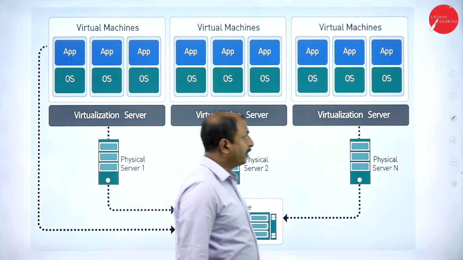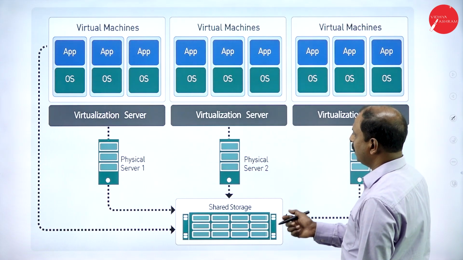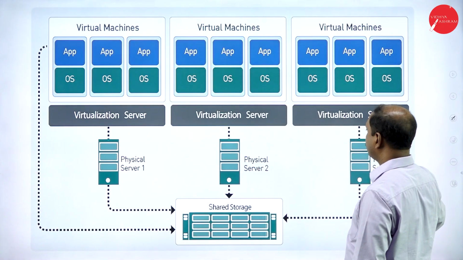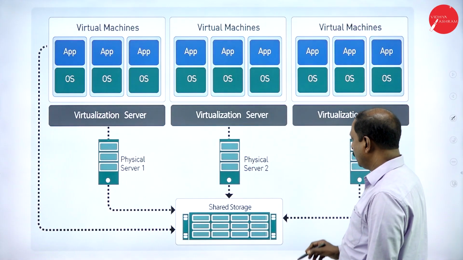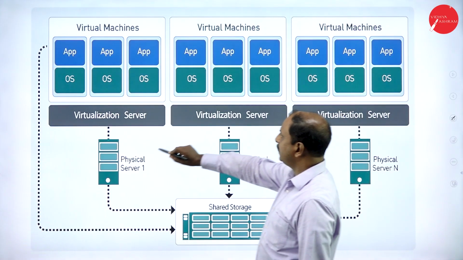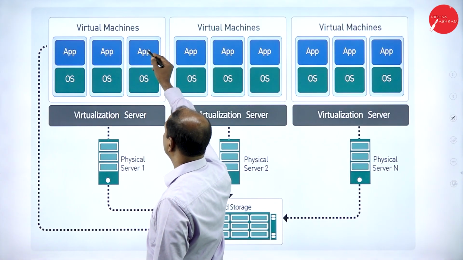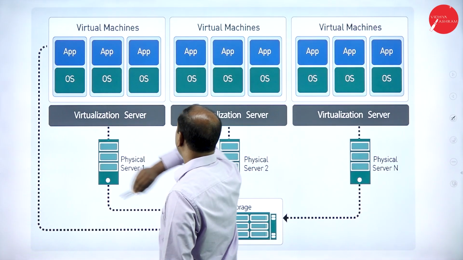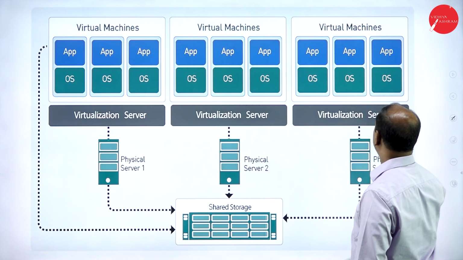Now let us see the diagram so we can understand what server virtualization is. Here, this is one physical server, another server, and there is another server N. These are the physical servers in an organization. These are shared storage devices, and this one physical server is virtualized, so this system will have a virtualized environment. This is another virtual environment, and this is another virtual environment.